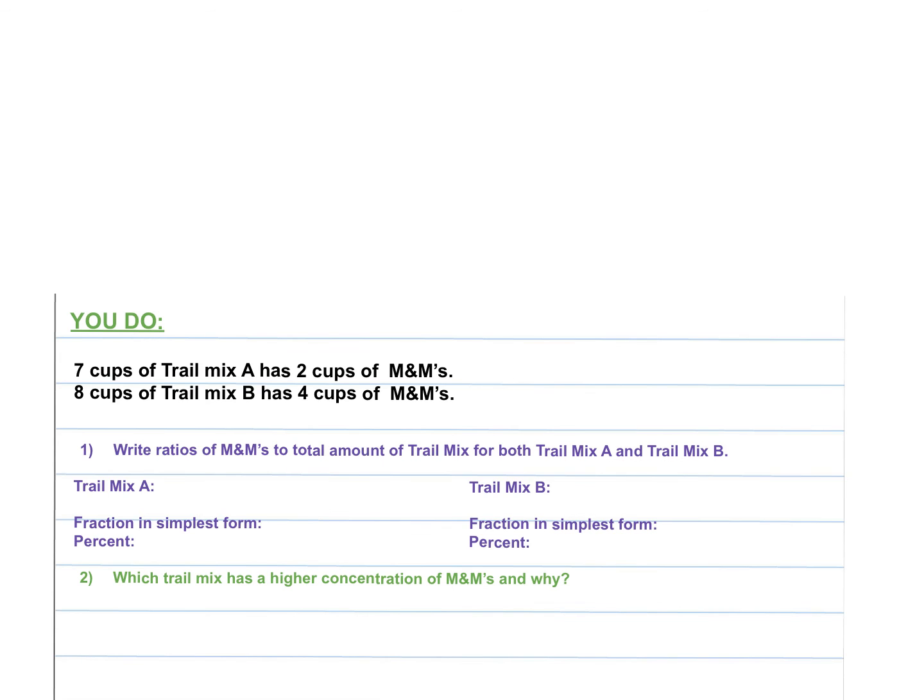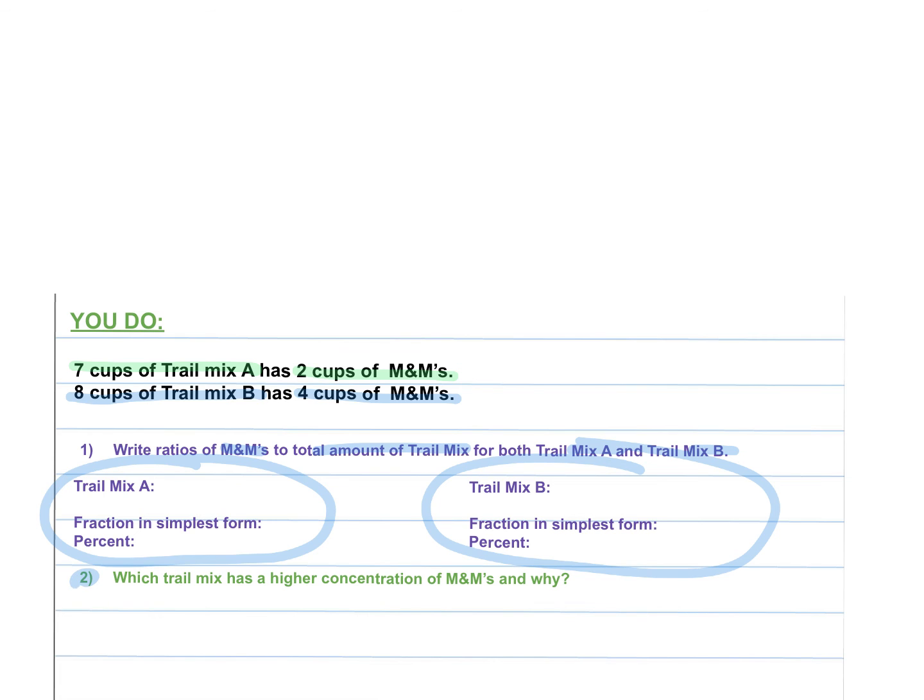So we have 7 cups of trail mix A, and that trail mix A has 2 cups of M&Ms. 8 cups of trail mix B that has 4 cups of M&Ms. And your job is to write a ratio of M&Ms to total amount of trail mix for both A and B. So A here and B here, and then which trail mix has the higher concentration and why.